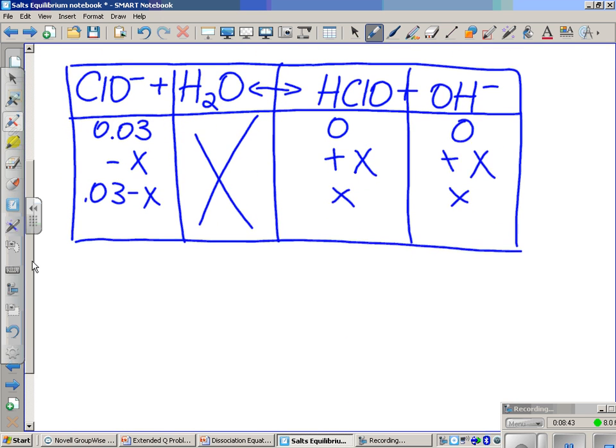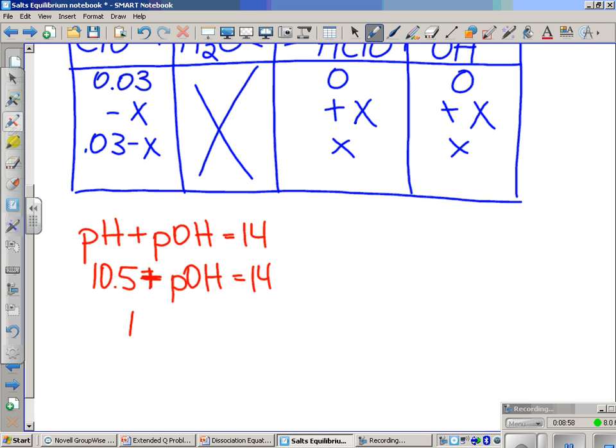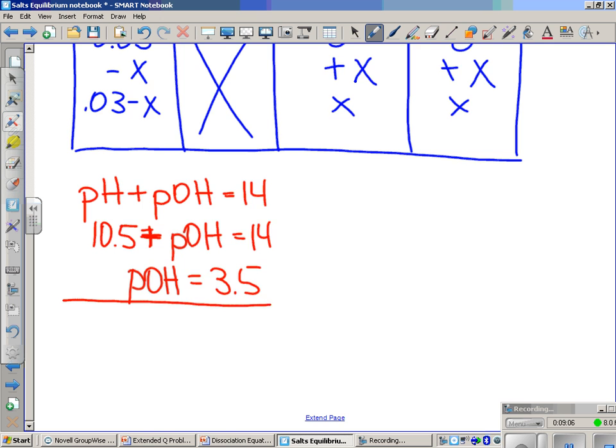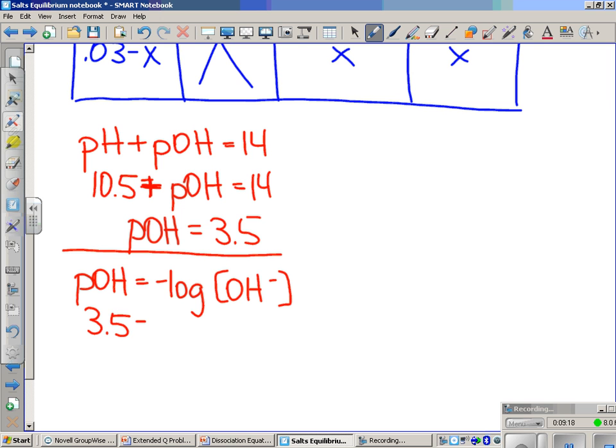We need OH minus, so we're going to take, there's a couple ways to do this. I'm going to take pH plus pOH equals 14. pH is 10.5, so it should be 10.5 plus pOH equals 14. That makes my pOH 3.5. Then I'm going to take the pOH I have. It's equal to the negative log of OH minus, like so. I know it's 3.5.